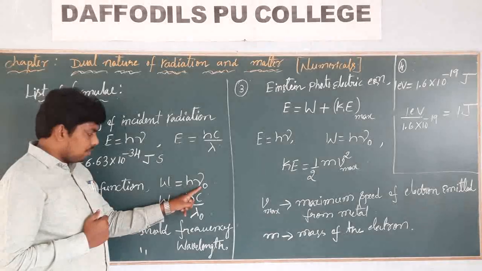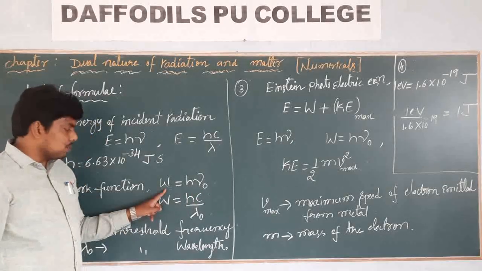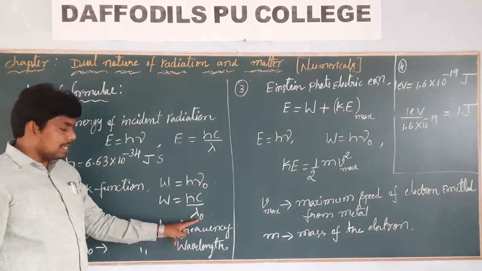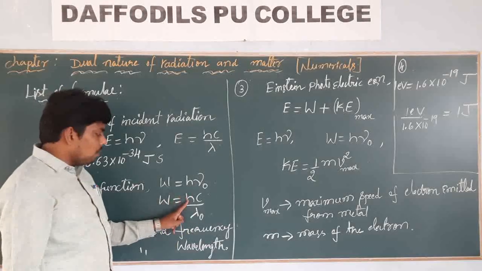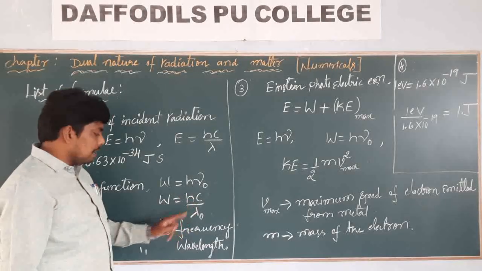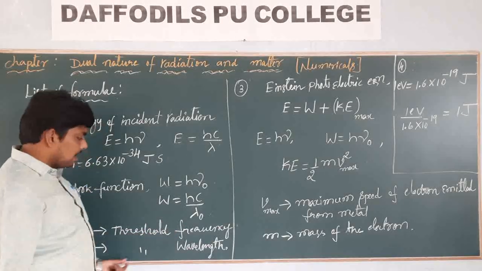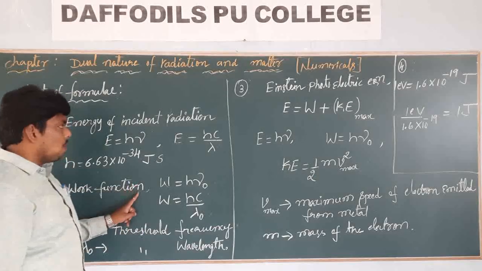If they give the threshold frequency, if you want to find out the work function, we have to use work function is equal to h nu naught. If they have given the lambda naught, that is the threshold wavelength, if you want to calculate the work function, we have to use the equation hc by lambda naught. Nu naught is the threshold frequency, lambda naught is the threshold wavelength. This is about the equation work function.